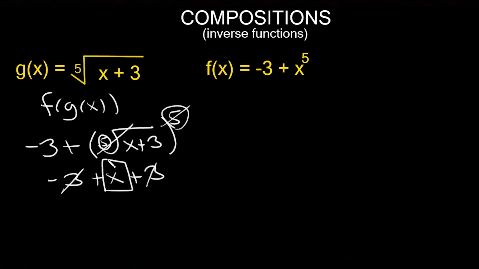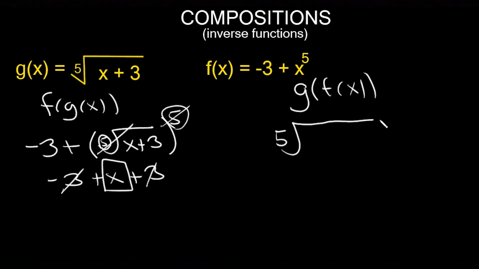Now we have to try the other variation, which is going to be g of f of x. So I'm going to go ahead and write here g of f of x. So I'm taking my f of x function and I'm plugging it into x wherever I see that on g of x. Okay, so going ahead and writing this out, my g of x is the 5th root of x plus 3. So I have the 5th root of x. Now, again, wherever I see an x, I have to plug in my f of x, which is -3 plus x to the 5th power.